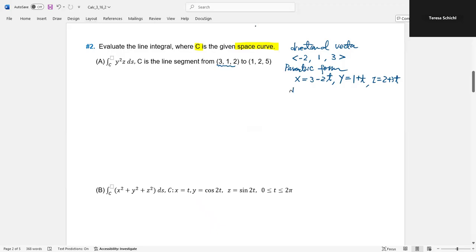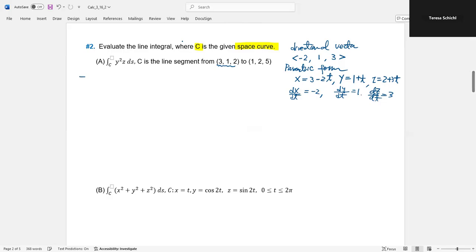So what is dx/dt? dx/dt will just be equal to negative 2. Then dy/dt will just be 1. Then dz/dt will be 3.